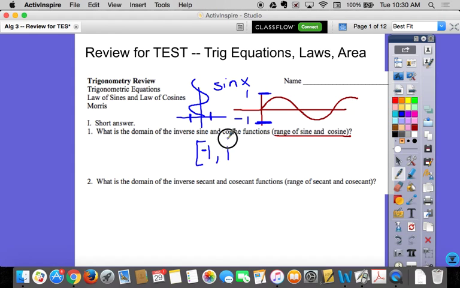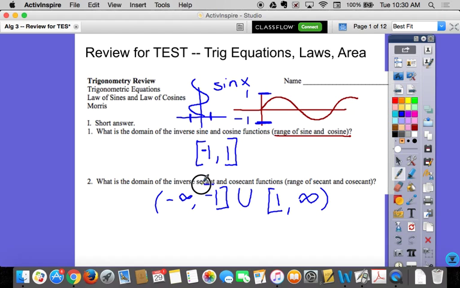So we're going to write that in interval notation. There's your answer. All right, then it says, what's the domain of the inverse secant and cosecant functions? This one, basically, is the opposite of what you have here. So it's everything but what's in between -1 and 1. So start at -infinity, come up to -1. You're going to count that one, so use a bracket. Then you're going to start over at +1, and go up to positive infinity. So that's what you get for secant and cosecant.